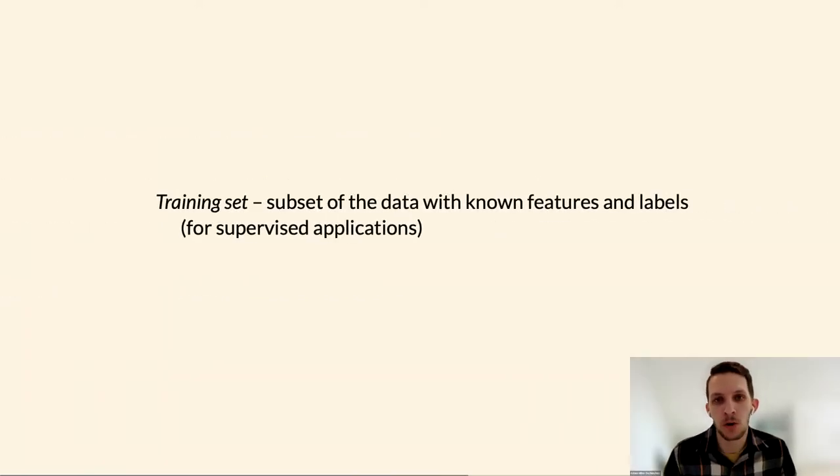Okay. In order to build the mapping from the features to our outputs, we need what's called a training set. A training set is a subset of the data that has known features and labels. So training sets are used for supervised applications. The reason why I say it's a subset of the data is that if you had labels for all of your data, you would have no need to actually build a machine learning model.